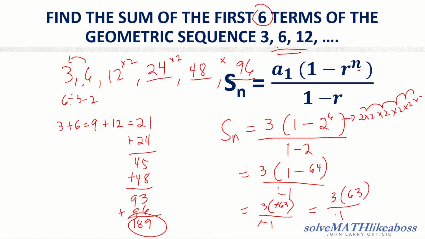Pwede naman natin yung ilagay yung 1. So, 3 times 63 lang. So, 9. 3 times 3, 9. Then 3 times 6, that's 18. So, still, the answer is 189. So, it's up to you. Kung mamaya na pa naman, gamit ka ng formula. Okay? So, yun. Kung di mo kabisado formula, pwede kang mano-mano. So, basta kung ano yung series at sequence.